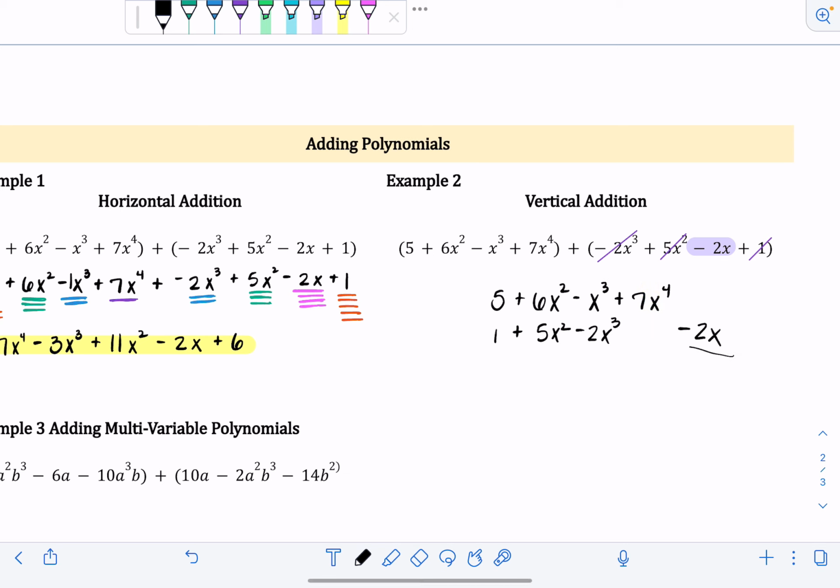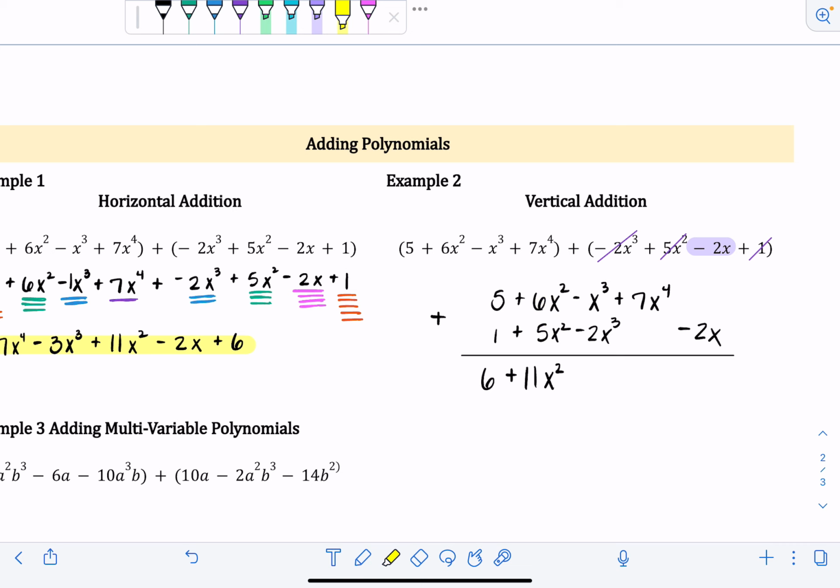Okay, so now we'll create one of those big addition equations with the line underneath it, and we can add each term. So I would start on the left side. I would do 5 plus 1, that's 6. And then 6x squared plus 5x squared. Remember, I just add the coefficients, the number in front. So I do 5 plus 6, which is 11. And then the x squared part stays the same.